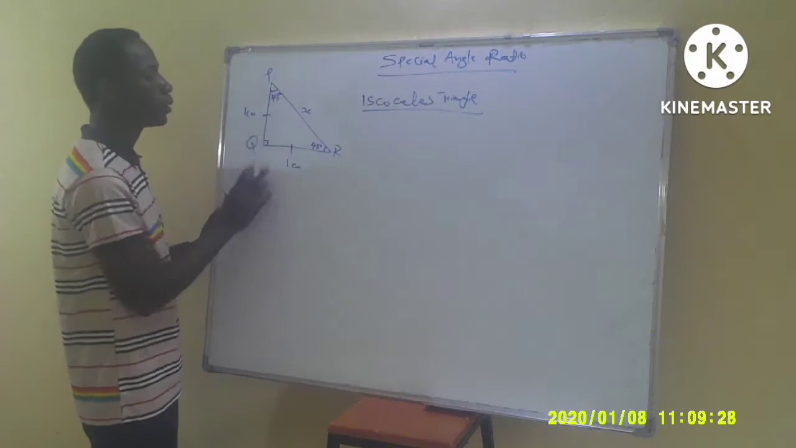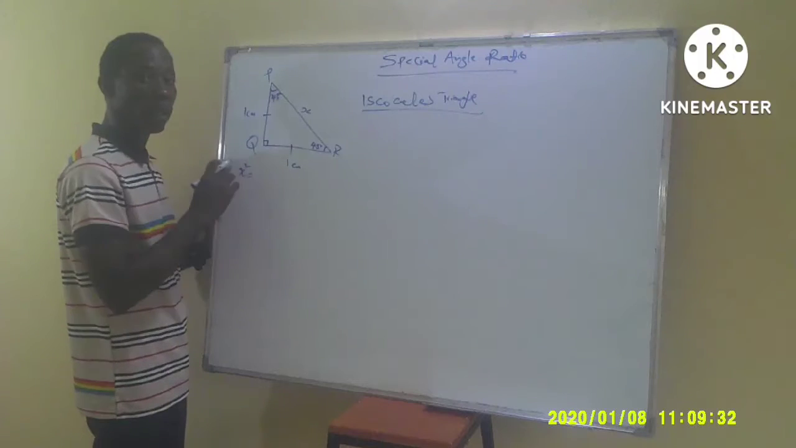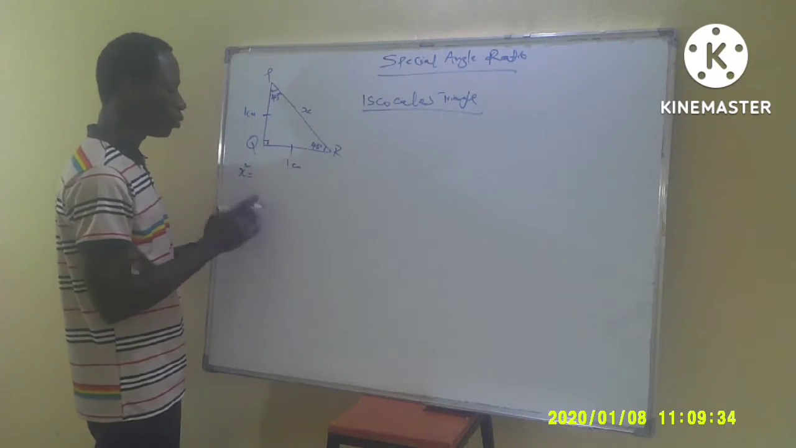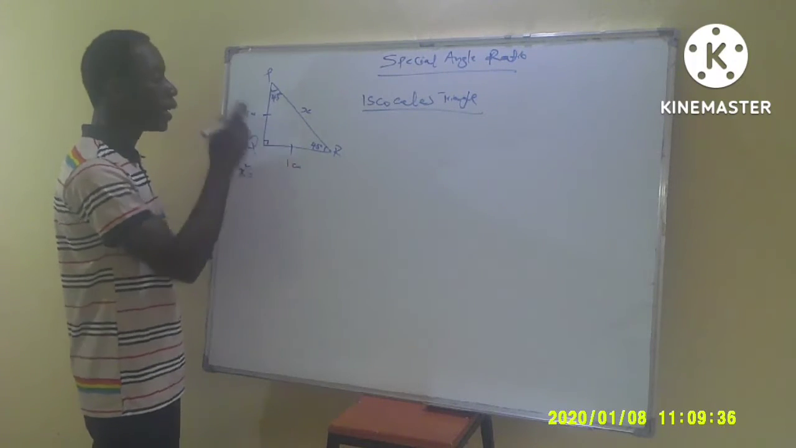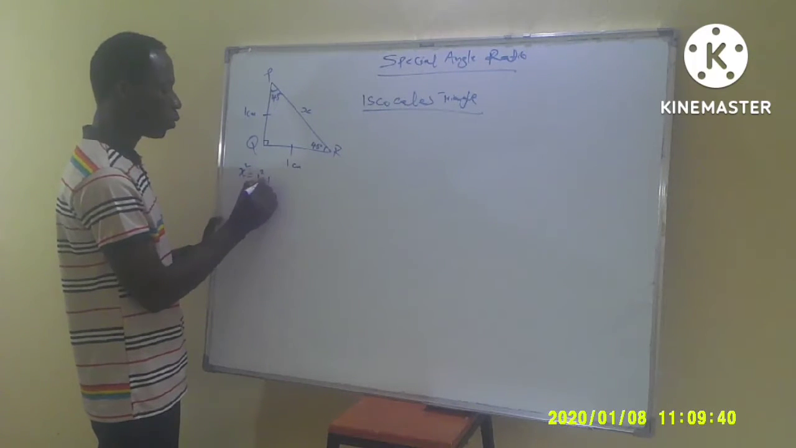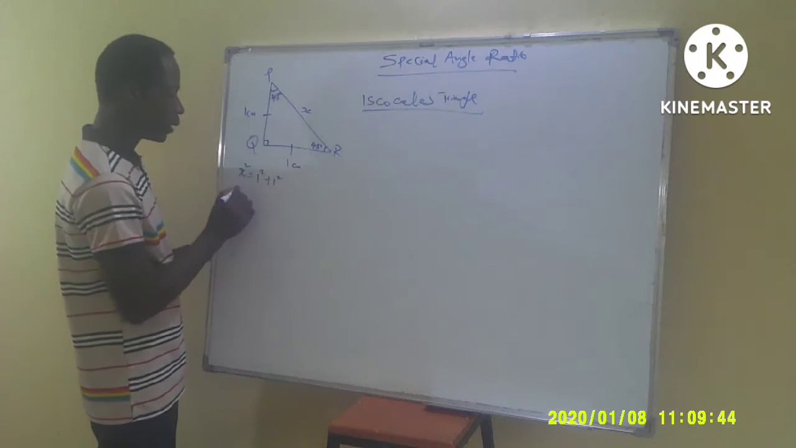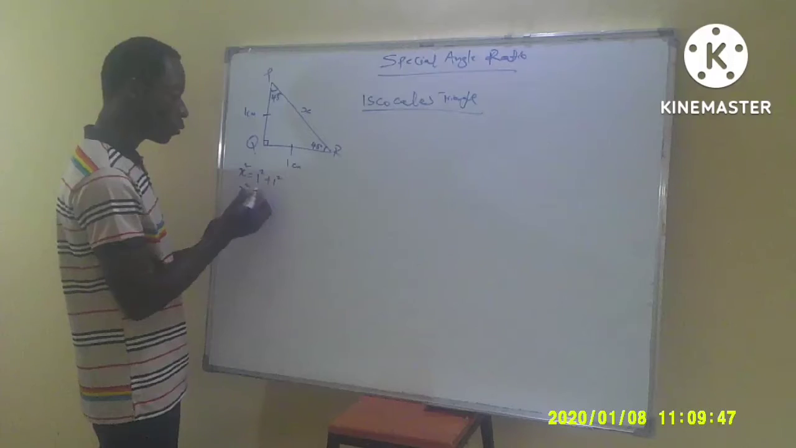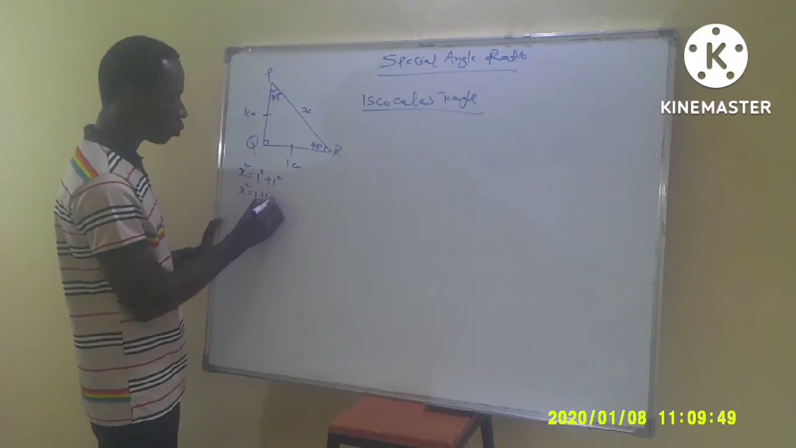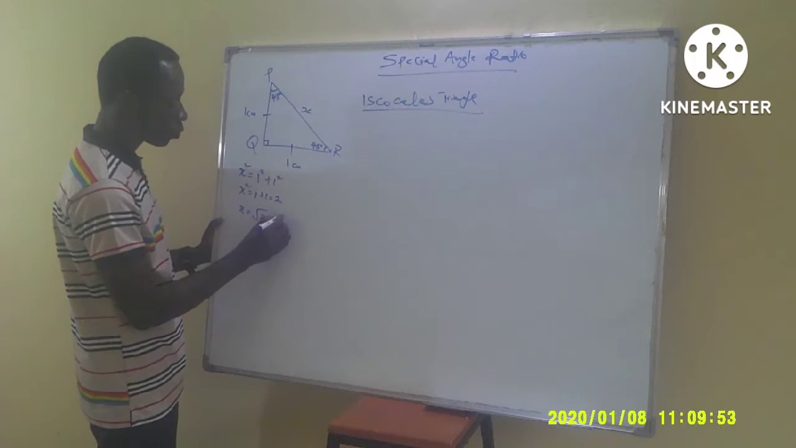So how do we get this long side now? We can say x squared, which is the longest side, the square of the hypotenuse, is equal to what? The sum of the squares of the other two sides. 1 square plus 1 square, this and this. So x squared is equal to 1 square, of course, is 1, plus 1 is equal to 2. So x is equal to square root of 2. And we have root 2.